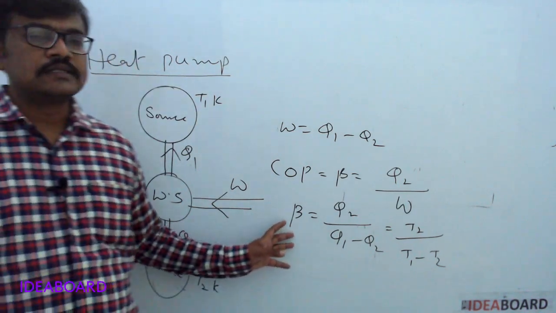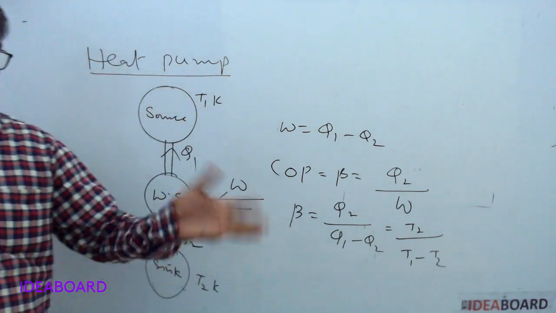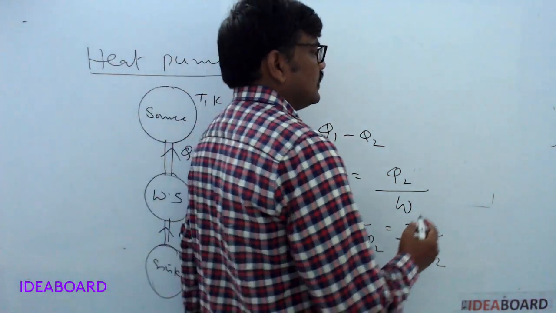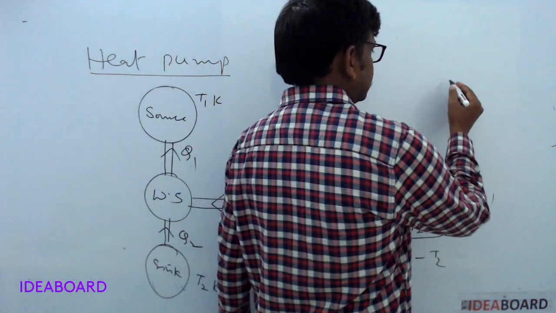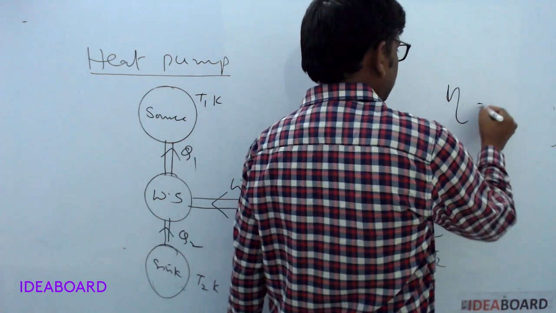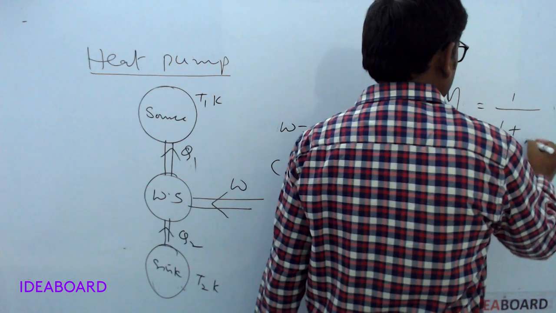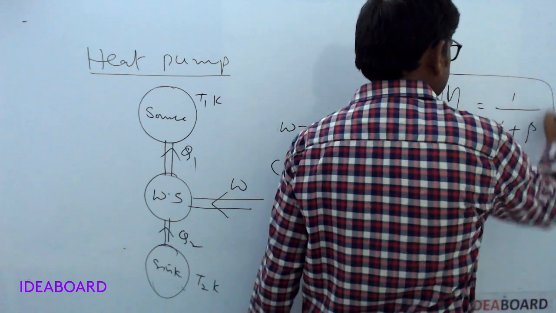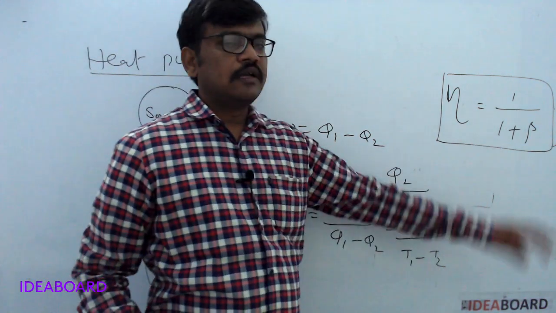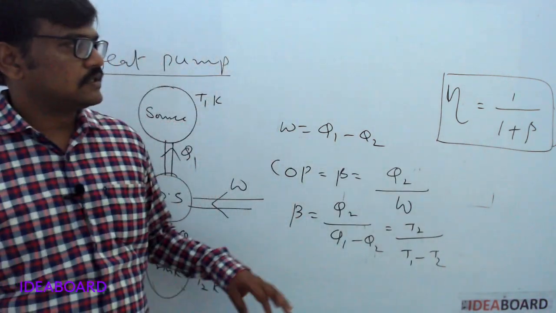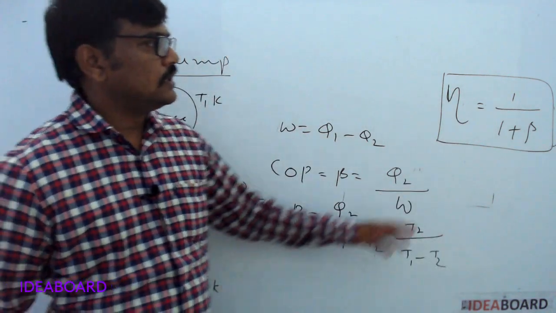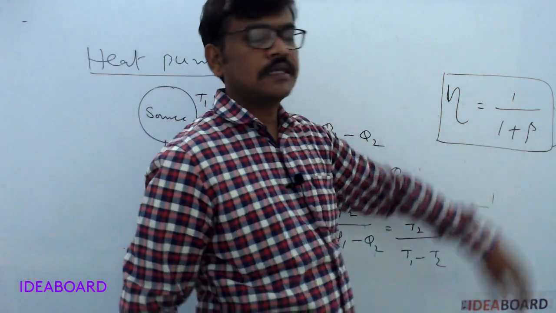Beta is always greater than 1, but eta is less than 1. Now the relation between eta and beta is, we know that eta equals 1 divided by 1 plus beta. This is the relation between eta and beta. So beta is the coefficient of performance of the refrigerator and eta is the efficiency of the heat engine. Eta equals 1 by 1 plus beta.